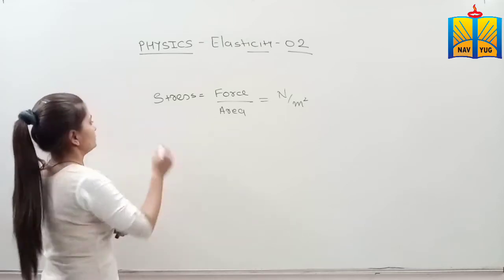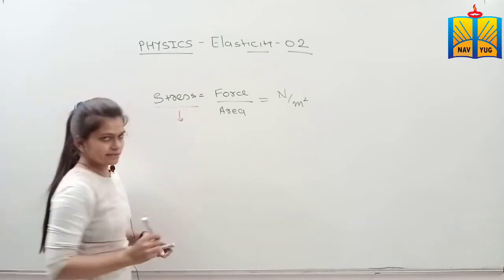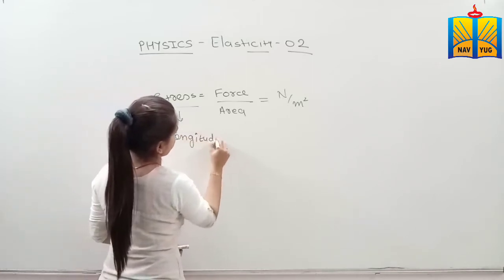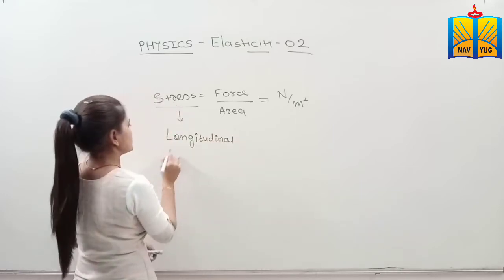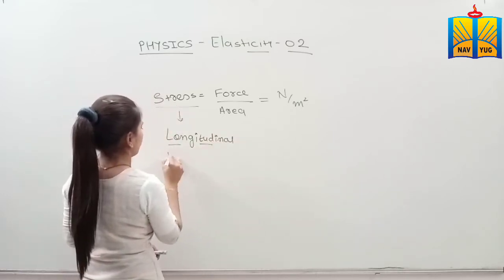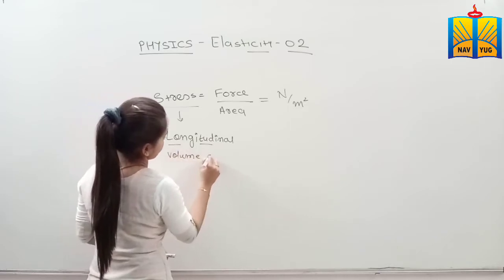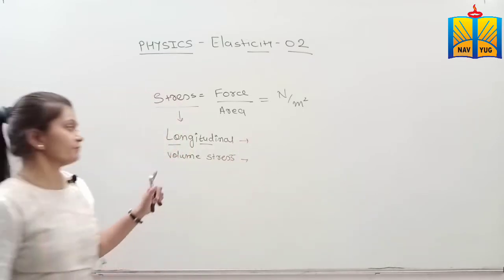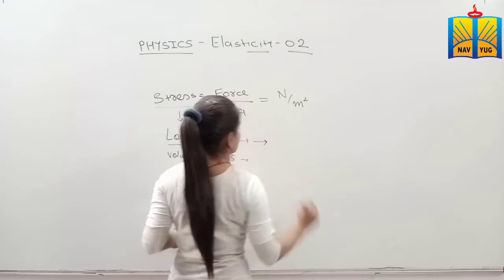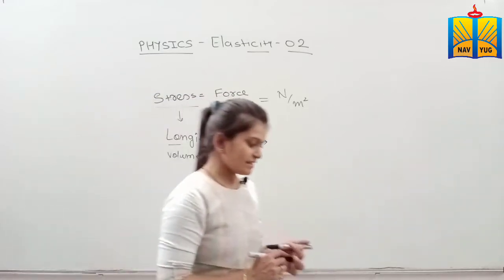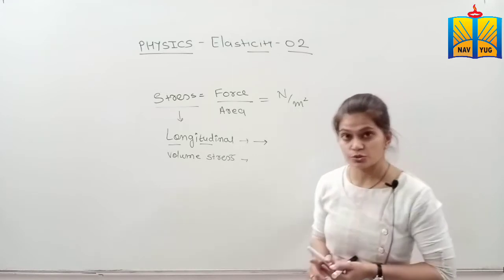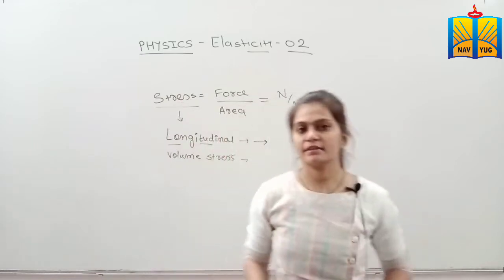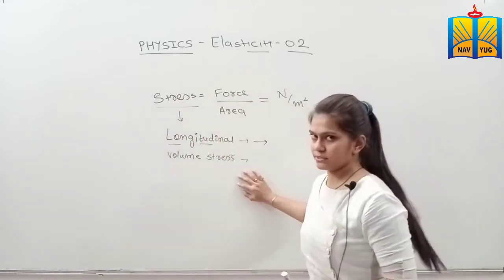Then we covered the types of stress: longitudinal stress and volume stress. When we apply the force along the length, the stress created is called longitudinal stress. When we apply the stress equally on every side, the stress created is volume stress, right?